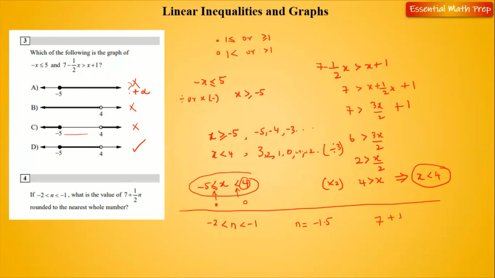So 7 plus 1/2 over n would be 7 plus 1/2 times -1.5. So that would be, what is it? It's 14 minus 1.5 over 2, right? You're welcome to use a calculator for this section. So you have nothing to lose. So you have 6.25. It's asking for the nearest whole number, so 6.25 would be 6. So 6 is the correct answer.